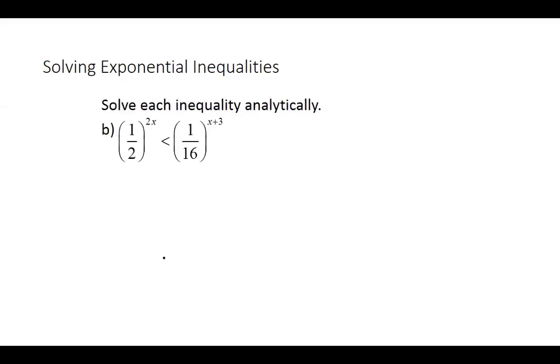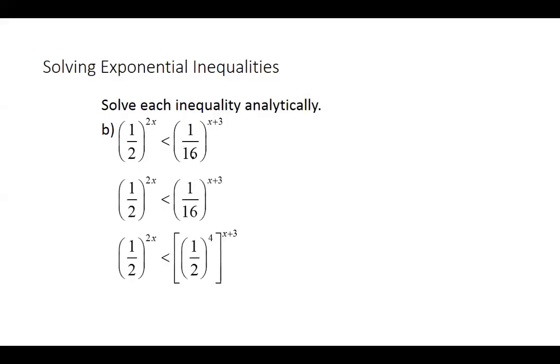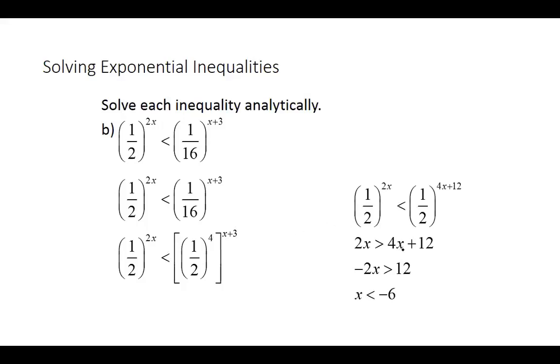So in this case, we have 1/2 to the power of 2x less than 1/16 to the power of x plus 3. The question is, can I make the base the same? Looks like we can. 1/16 is the same as 1/2 to the power of 4. The only difference here is the inequality. So if the bases are the same, then we can conclude that the exponent 2x must be less than the exponent on the right-hand side, which in this case is 4x plus 12. When you distribute 4 by x plus 3, you get 4x plus 12.